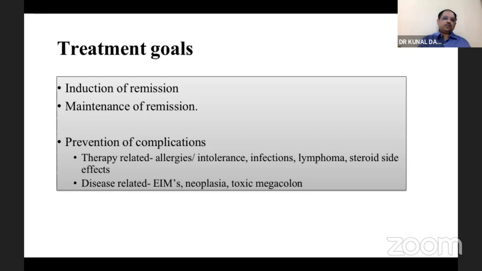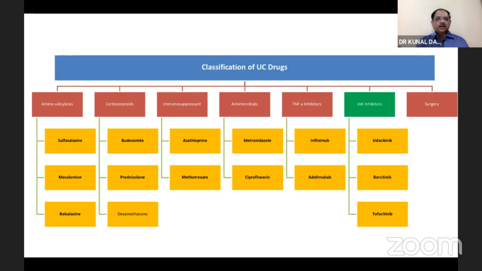So, what are the treatment goals of ulcerative colitis? First and foremost is the induction of remission. Second is the maintenance of this remission. And third is prevention of complications: therapy-related allergies, intolerance, infections, lymphoma, steroid side effects, and disease-related extraintestinal manifestations, neoplasia, and toxic megacolon.